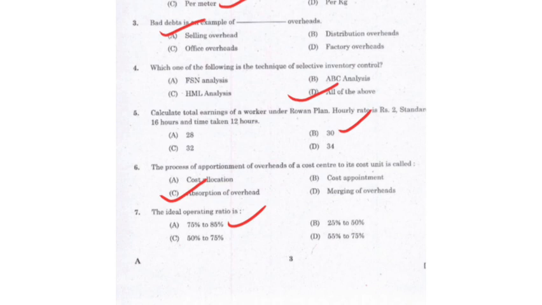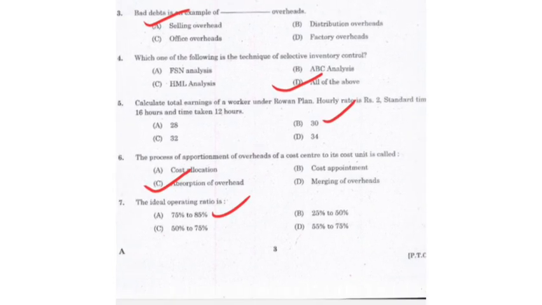And the next question is calculate total earnings of a worker under Rowan plan. Hourly rate is given, standard time is given, and time taken is given. We need to learn the formula under Rowan plan and find out the answer.